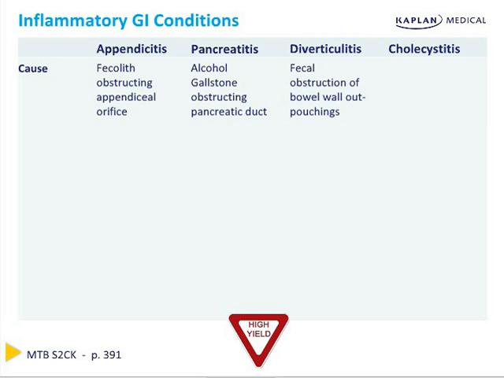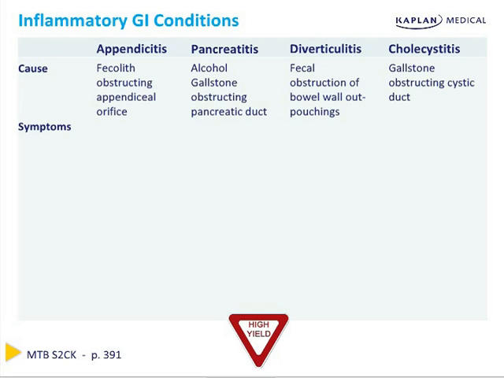Diverticulitis is functionally very similar to appendicitis and is again secondary to impaction by stool, this time by occluding the opening of a diverticular sac in the bowel wall. And finally, cholecystitis occurs when a gallstone obstructs the cystic duct, which prevents bile from exiting the gallbladder. The symptoms of each condition are similar, so I'll focus on the unique features of each.